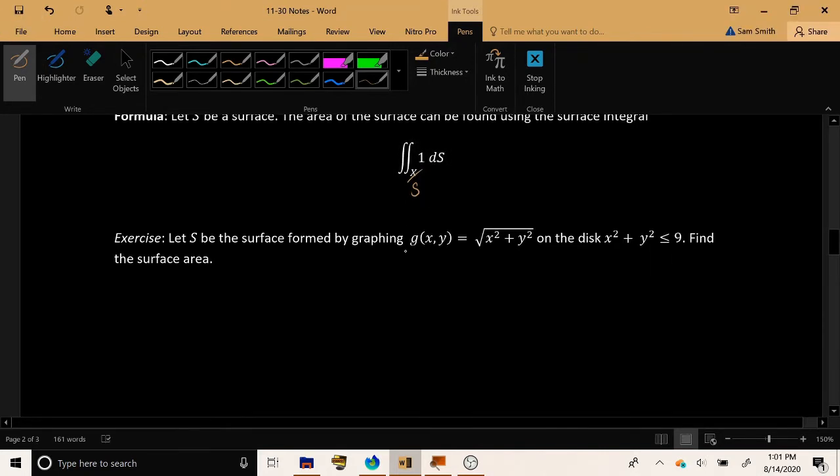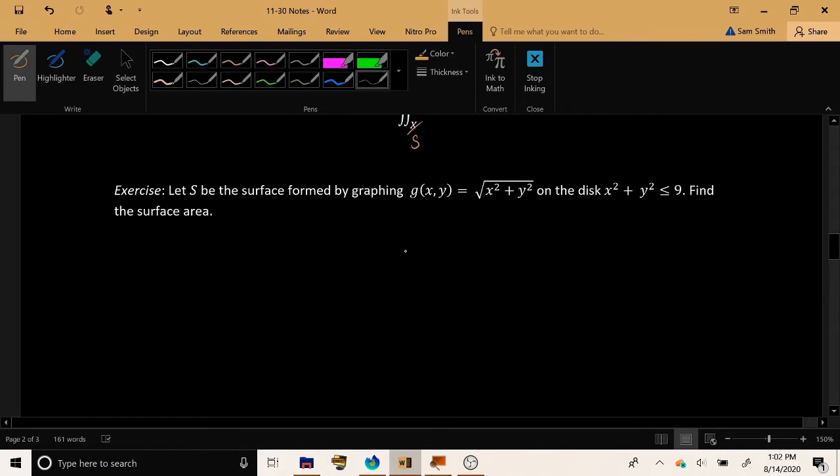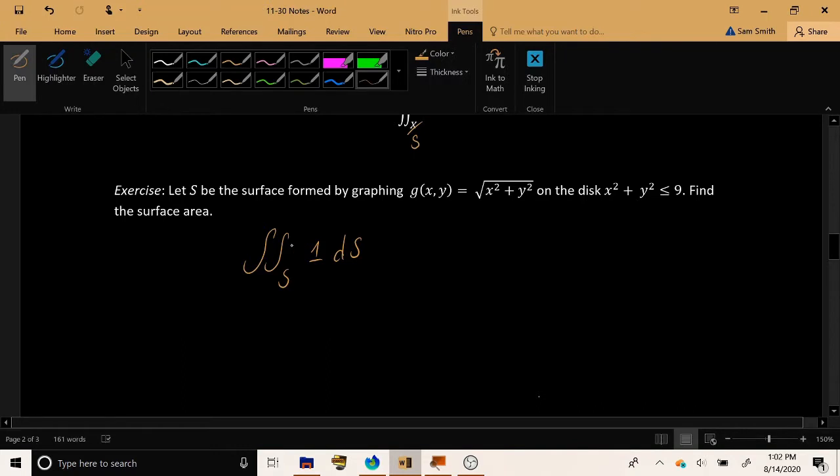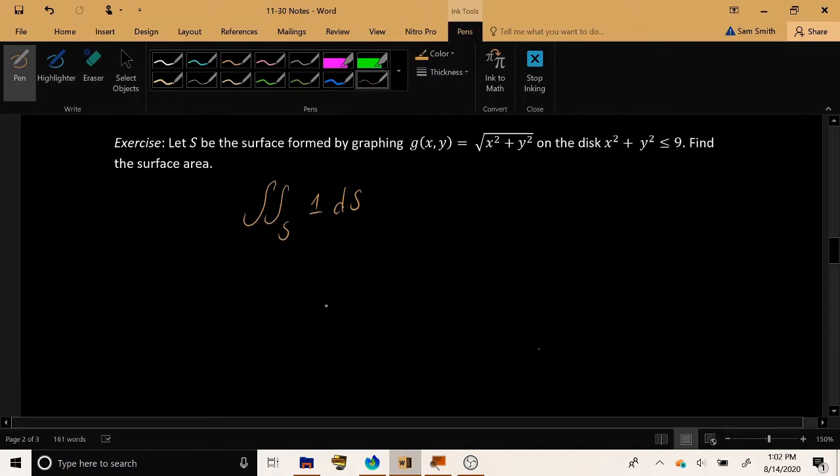So let's try the following example, and let S be the surface formed by graphing the cone g of x, y equals root x squared plus y squared on the disk x squared plus y squared less than or equal to 3. Alright, let's find the surface area. So our goal is to integrate 1 over the surface S, this surface area. As usual, the first thing that we need to do is find a parametrization for the surface.